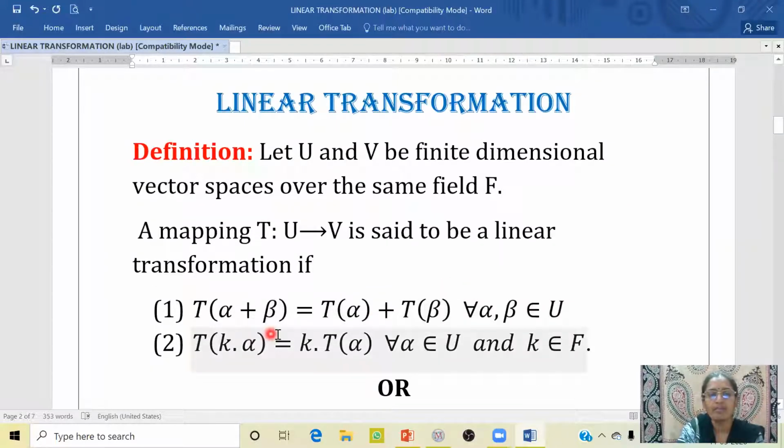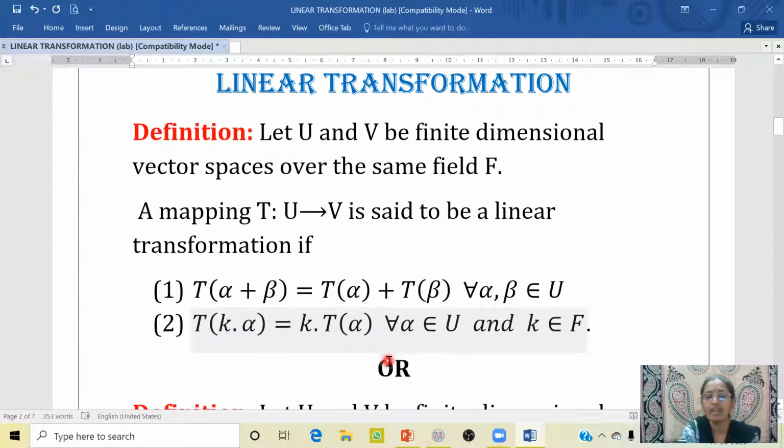conditions, that is T of alpha plus beta is equal to T alpha plus T of beta for all alpha beta belonging to U, and T of K into alpha is equal to K into T of alpha for all alpha belonging to U and K belonging to F being a scalar.